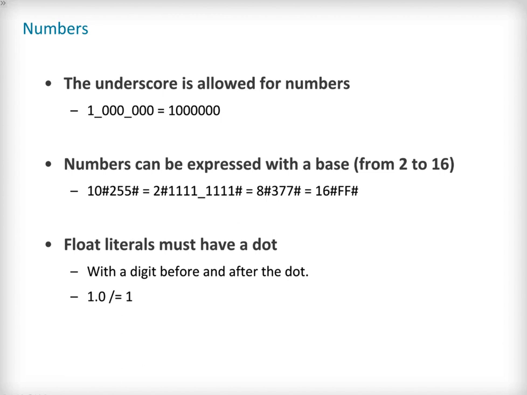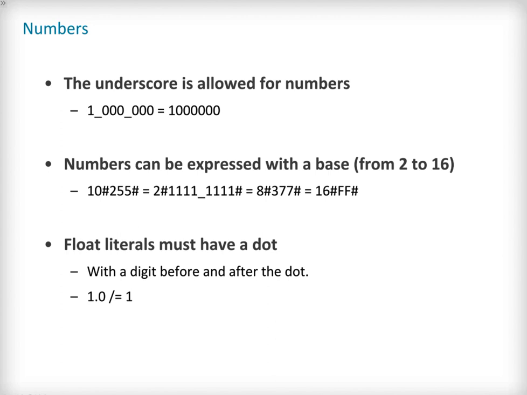Numbers can be expressed as with any other language, but Ada provides additional capabilities to the way to express numbers. The first one is the possibility of having underscores in a number, which can help separate groups of digits. If you look at the example on the screen, the left example makes it clear that I'm talking about 1 million. The right one is much less readable.